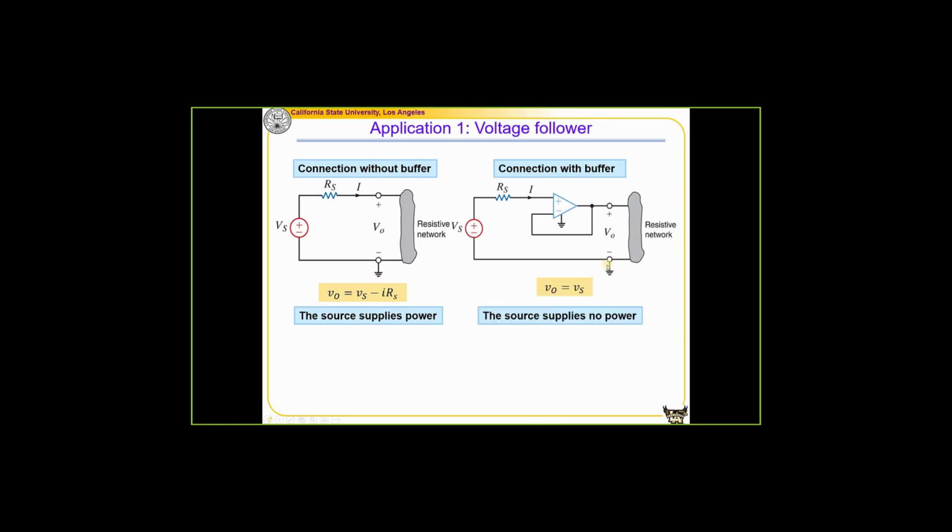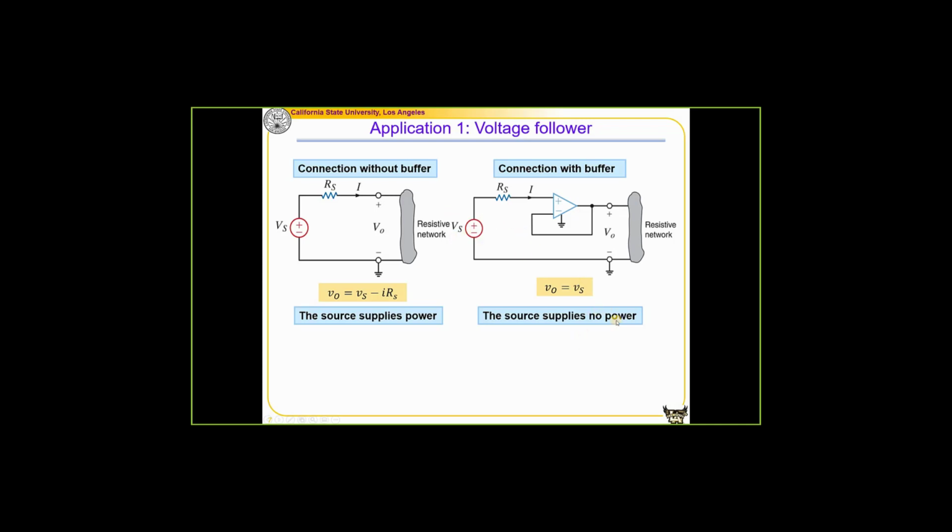And in the second case, VO is always equal to Vs. If we want the voltage controlled by the signal applied on the resistor network, it's better to have this unit buffer set up. And at the same time, another main difference between these two setups is that the setup with the opamp, the source supplies no power.